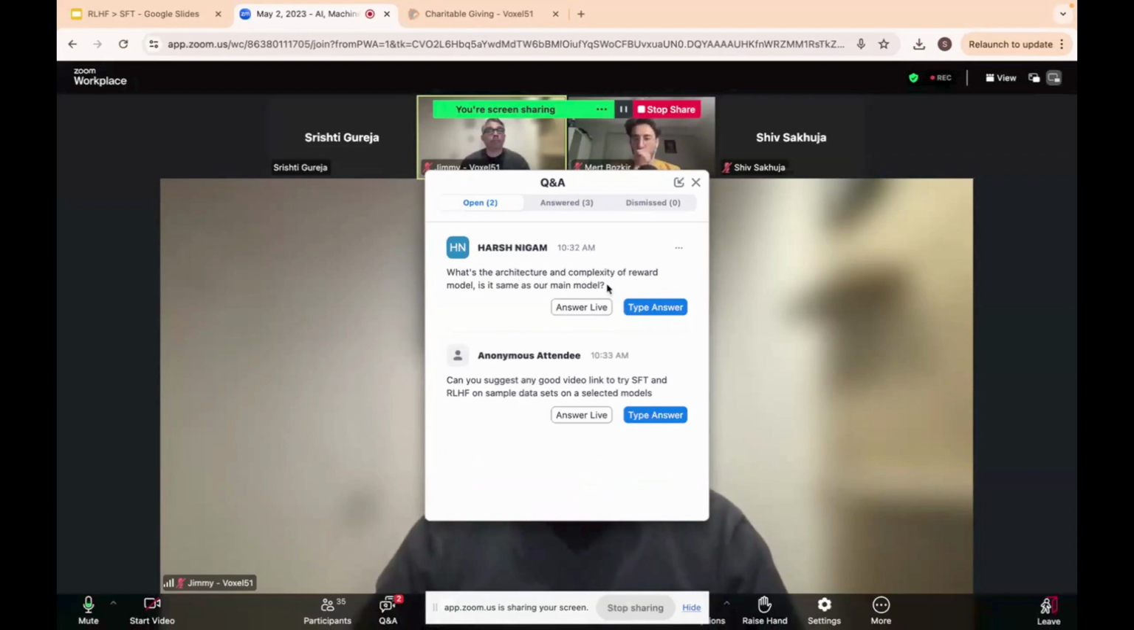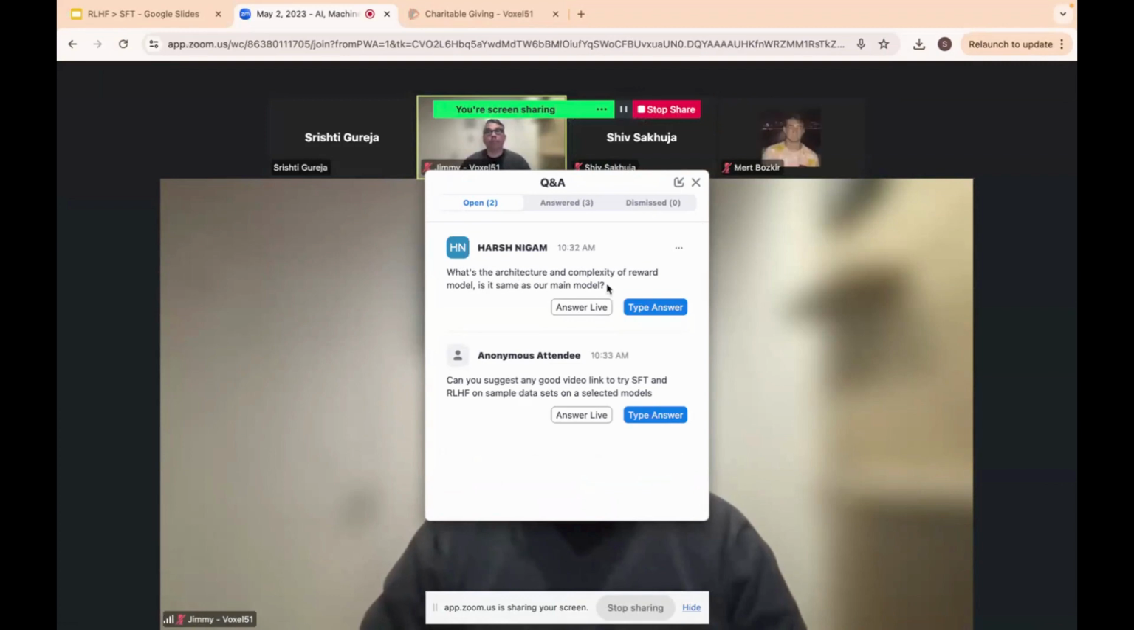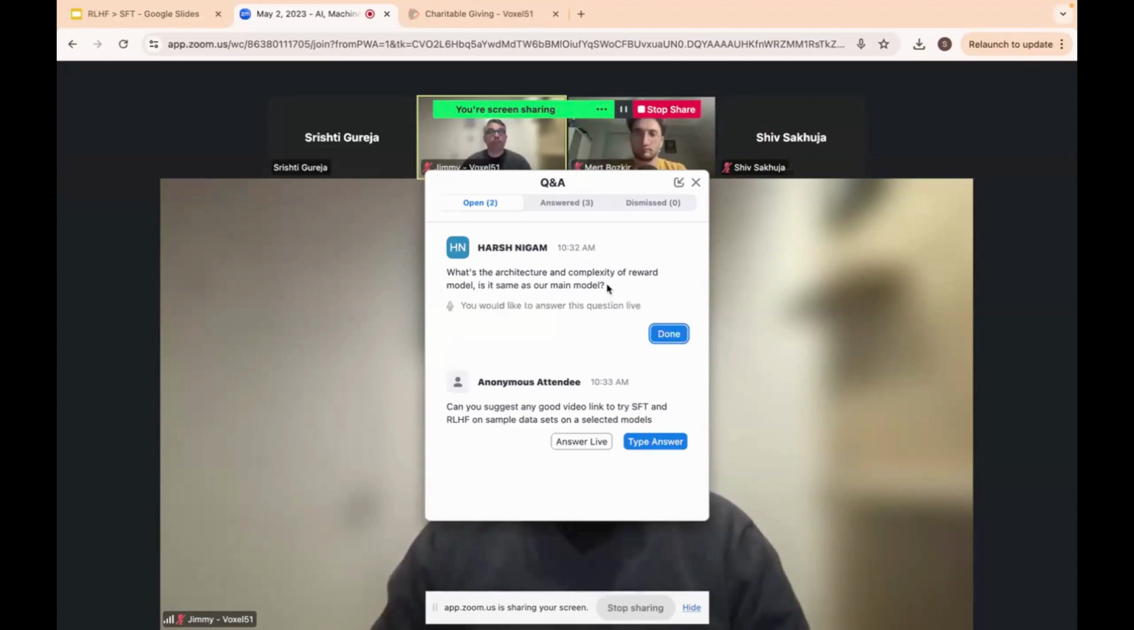Right. Okay, what's the architecture and complexity of reward model? It is the same as our main model. Good question, actually. There are a bunch of choices out there. DeepMind, I think, used a model for reward modeling that was the same size as the base model, but different companies have experimented with different sizes and architectures of reward models. So there are different choices available. But the rationale over here is that the reward model should be pretty capable of understanding the data that we're giving to it, so that it becomes good at giving the rewards. It acts as a good oracle or a proxy.